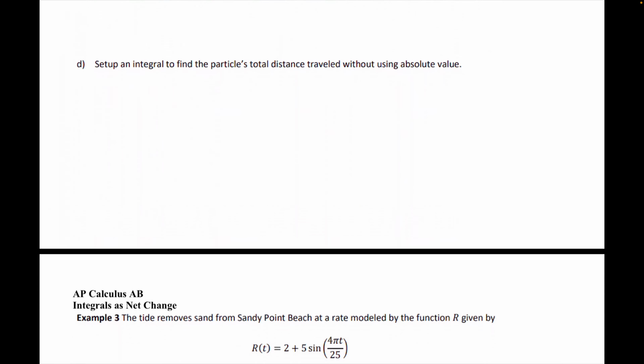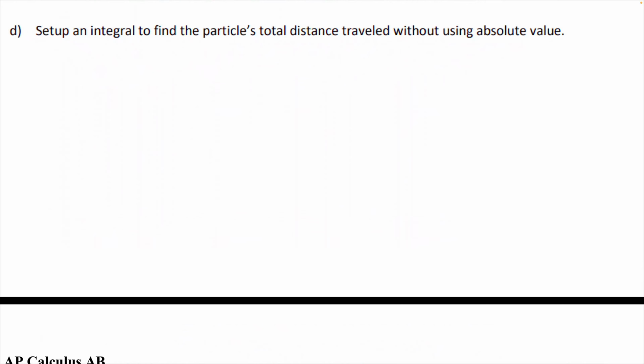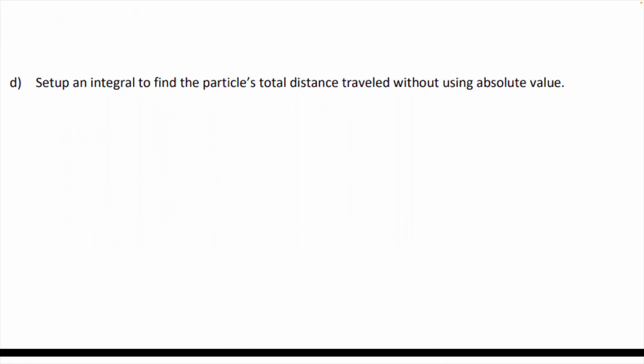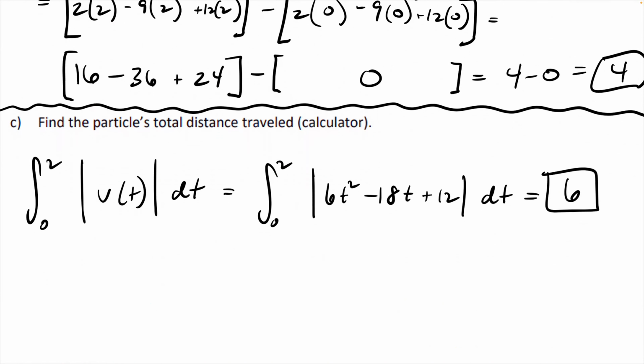Let's go to D now. So D, they don't want you to actually solve this. They want you to just set up the integral. So what they want to do is set up an integral to find the total distance. So they want me to get 6, right? But I can't use absolute value.